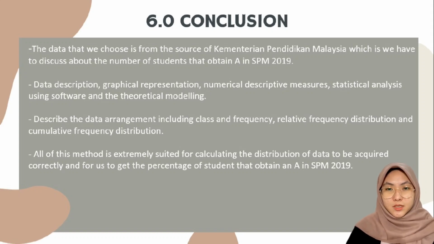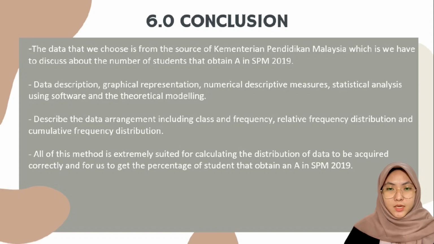Besides, for the numerical descriptive measures, we use central tendency measures, which are mean, median, and mode, to analyze the frequency of each data point distribution. The mean of the students that obtained A in SPM 2019 is 24.22%, while the median is 22.58%, and the mode is 21.68%.